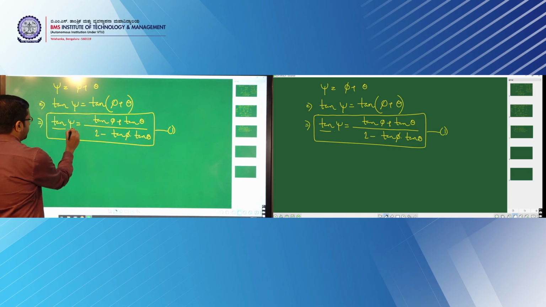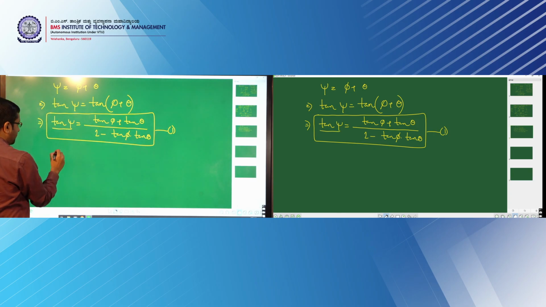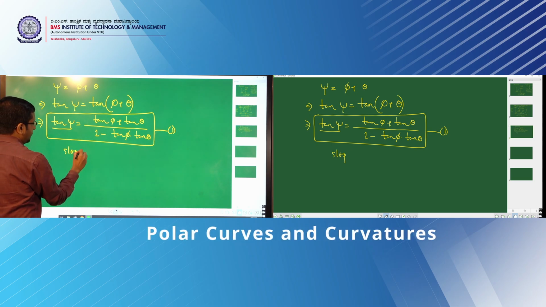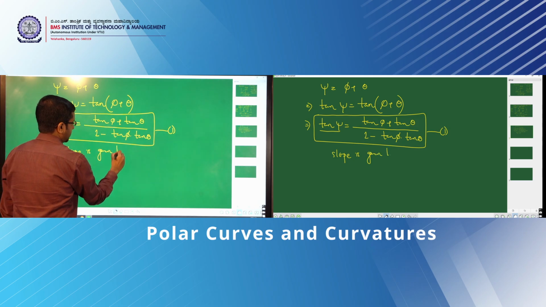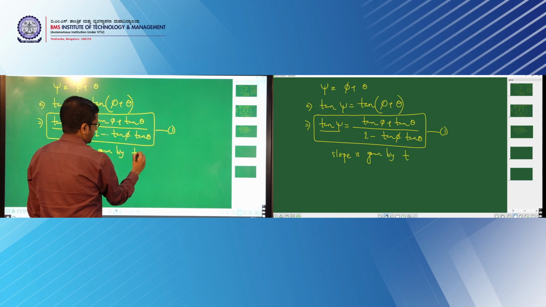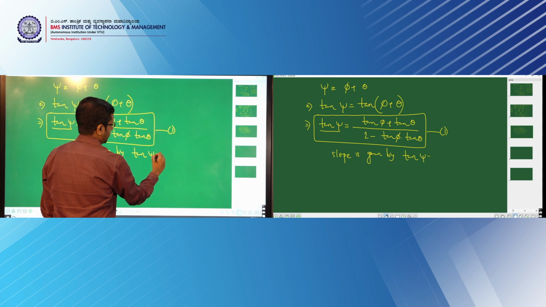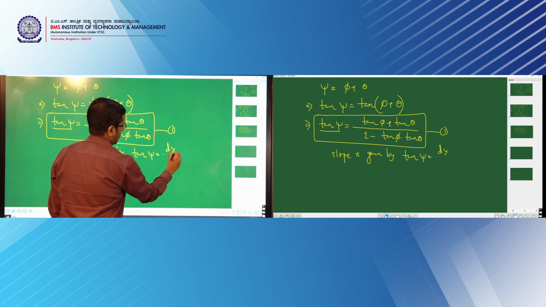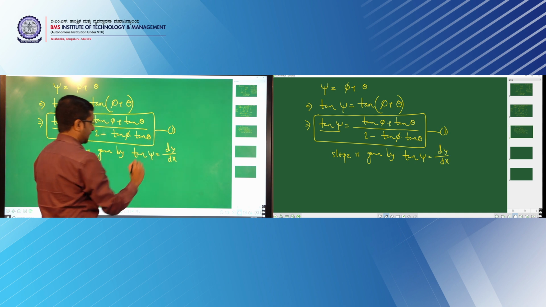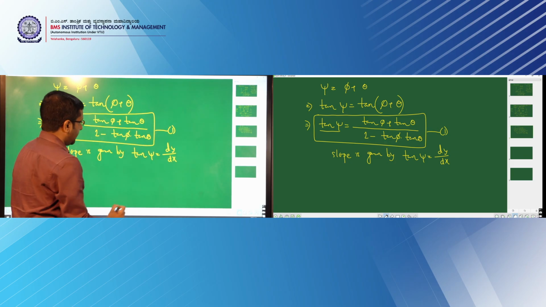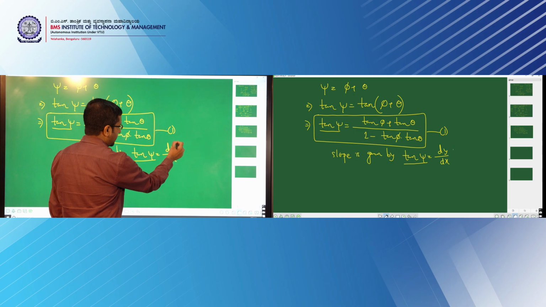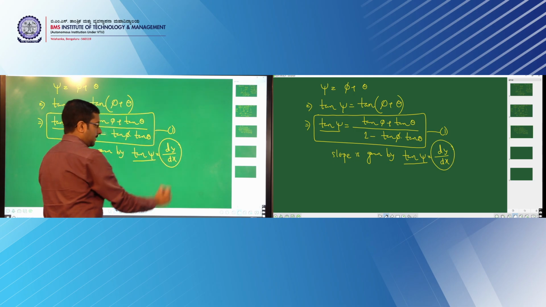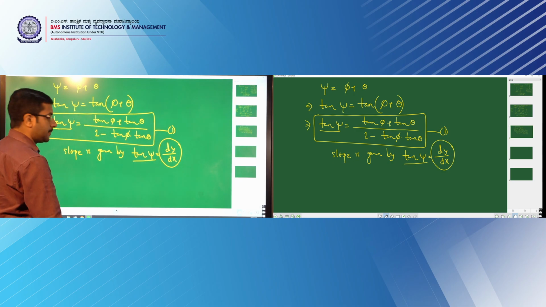Now how to get another expression of tan psi? From the slope concept you know the slope for a tangent is given by tan psi, which is nothing but dy by dx. Okay, tan psi is dy by dx. It means we can find one more expression of tan psi by using this dy by dx. Now how to find dy by dx?